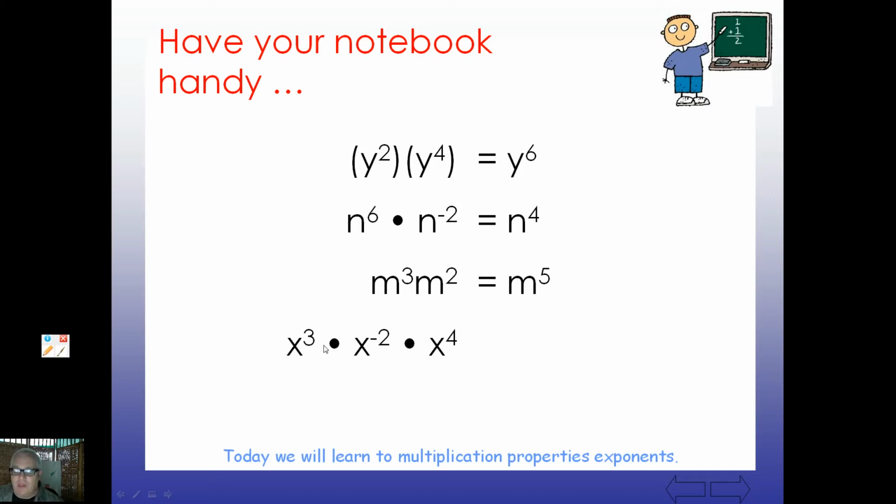What if we simplify this? This has 3 factors. You've got x to the 3rd, x to the negative 2, and x to the 4th. So if you wanted to, you can add straight across, or you could add the positives and get 7 and subtract 2. Any way you cut it, you should end up with x to the 5th.